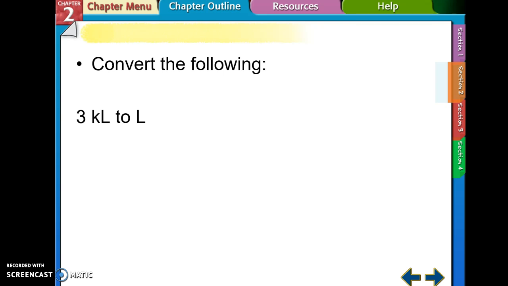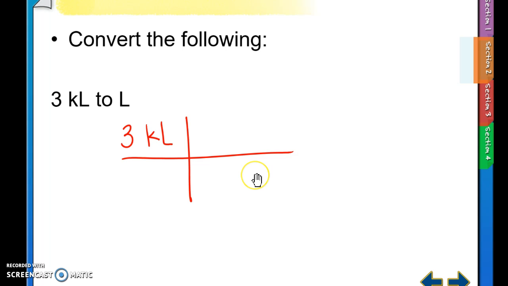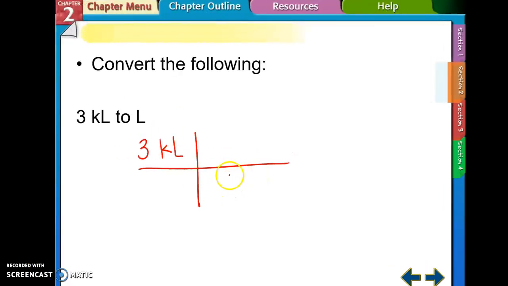I know that this is one step because it's kiloliters to liters. I'm going to a base unit. So I start by writing my number, 3 kiloliters. I set up the chart. Kiloliters goes on the bottom. I slant it down. And then liters goes on the top because that's what I'm looking for.